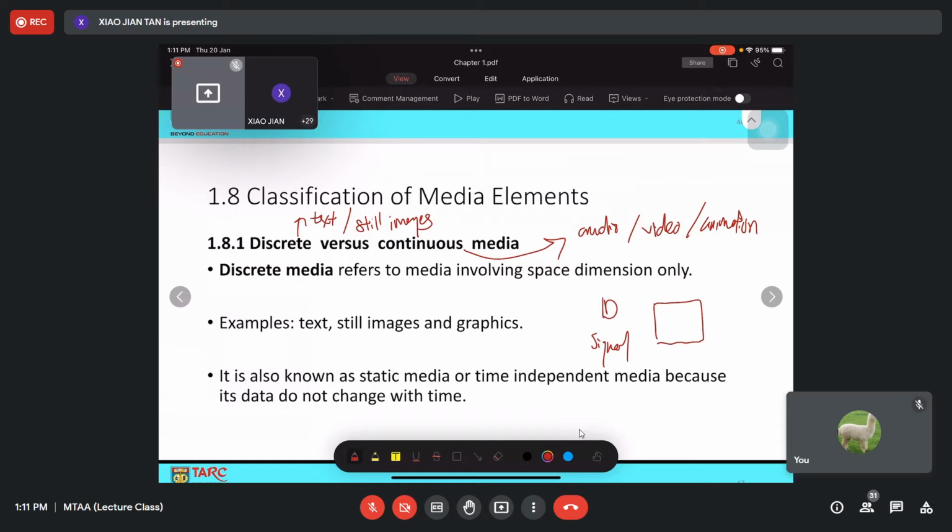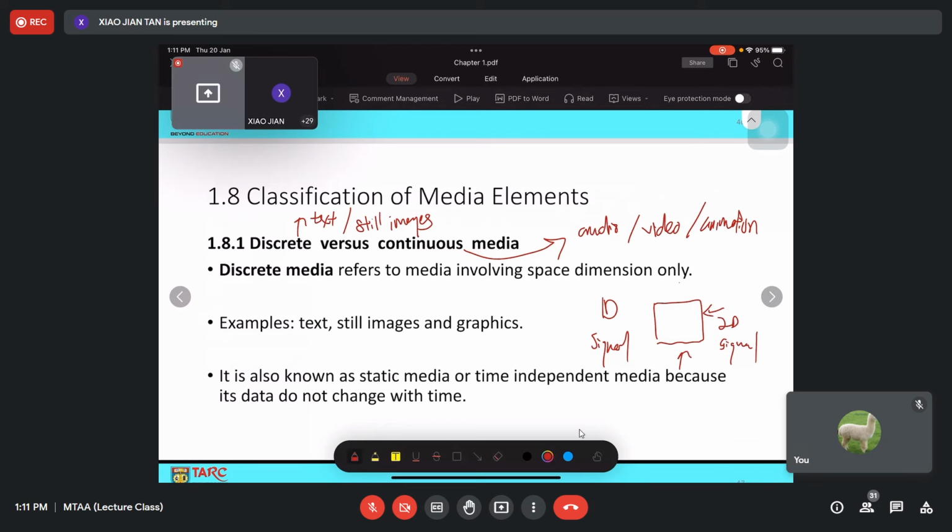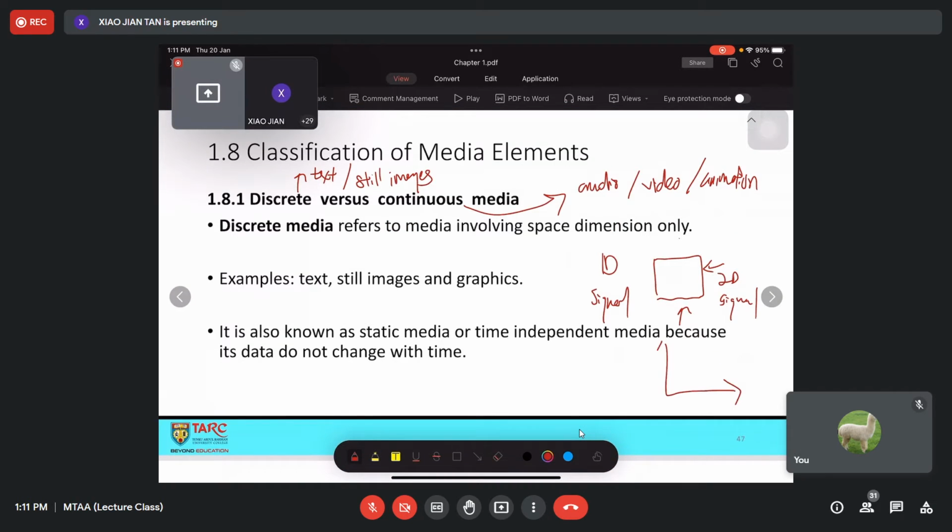And for images, it is actually a 2D signal. Okay, so why is it 2D? Because you have a value from the X and a value from the Y axis. So basically, you can plot an image in a Cartesian plane. Let's say this is the image. So this would be the 0, 0 point.